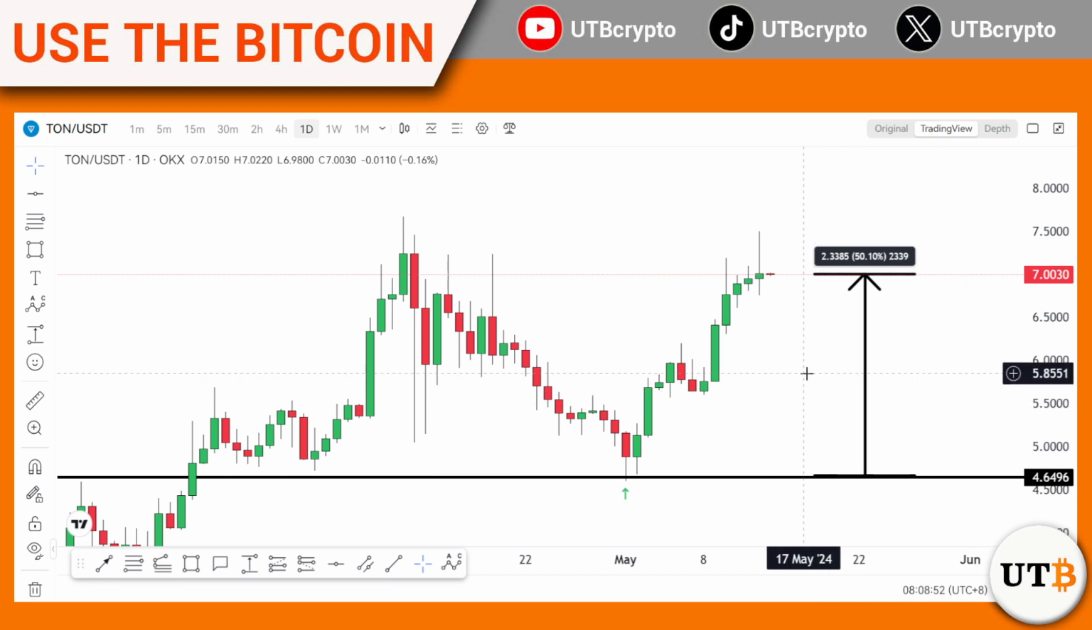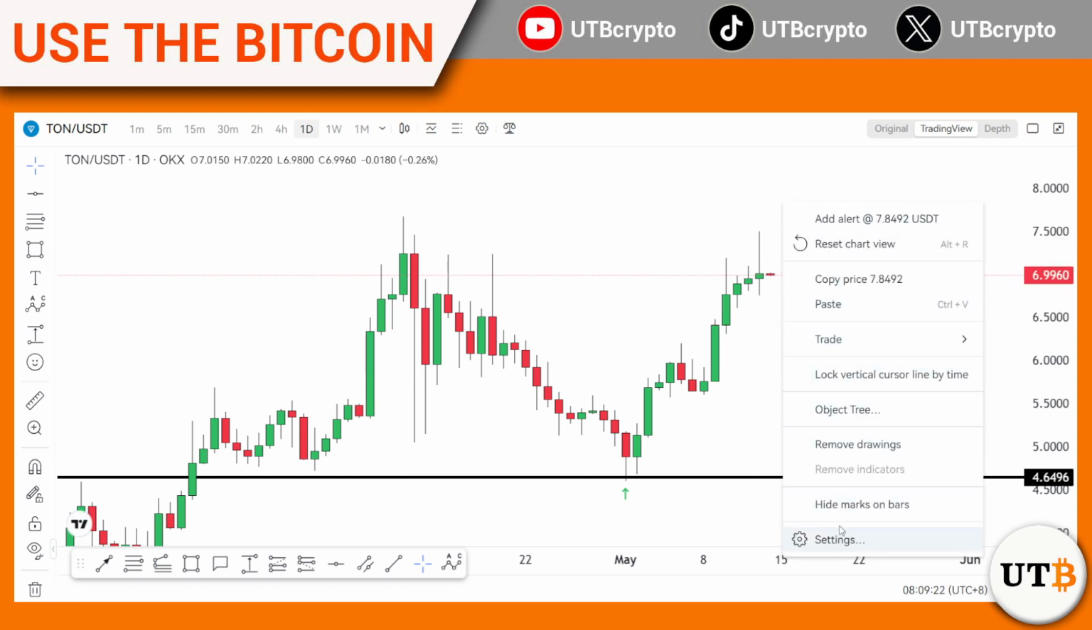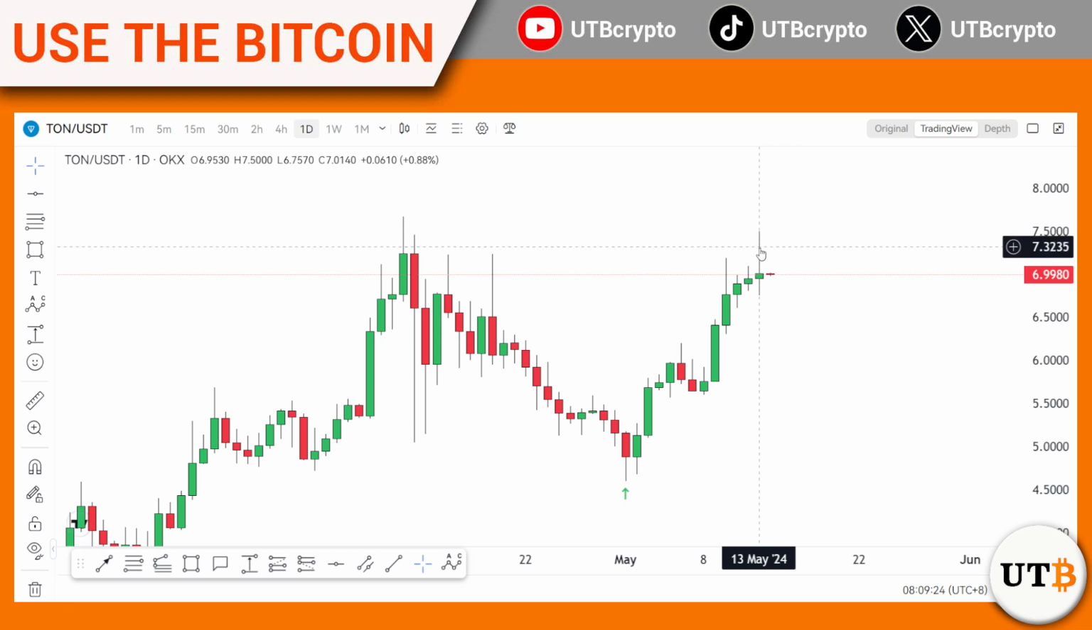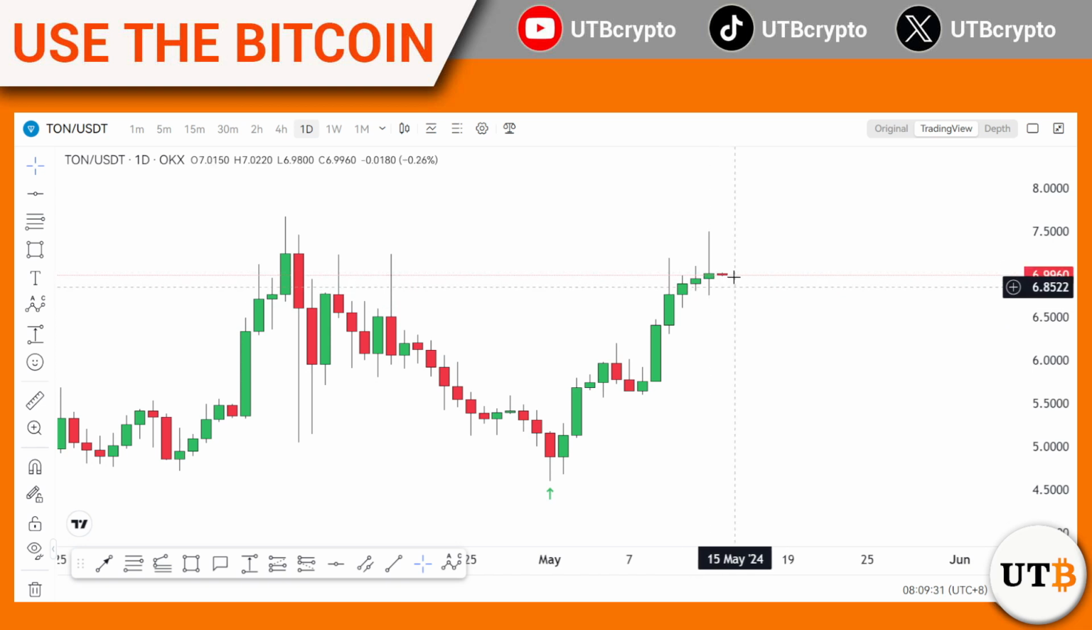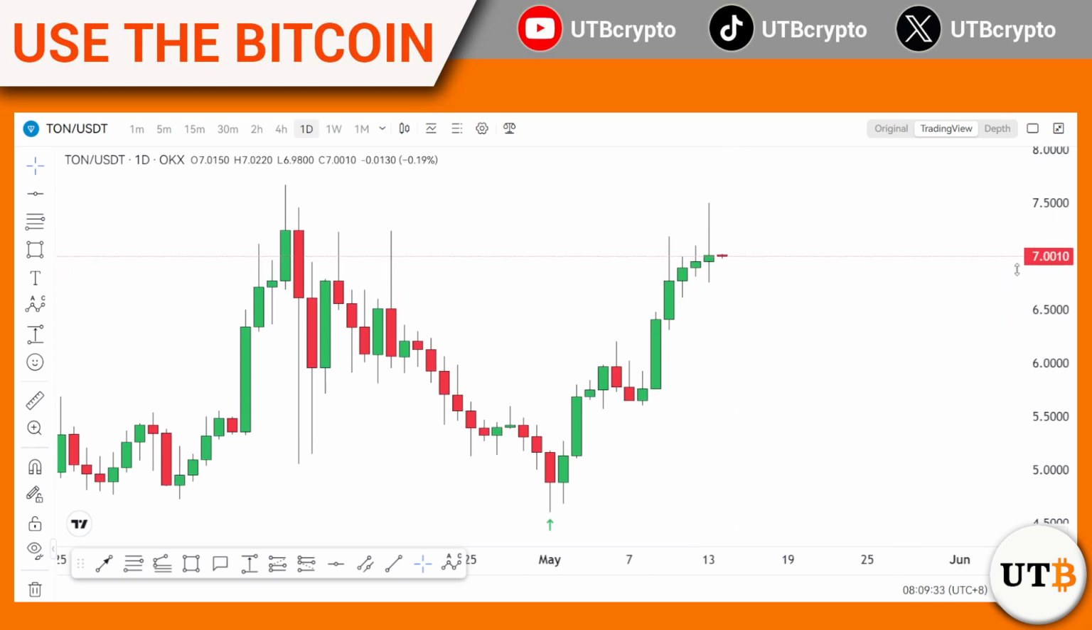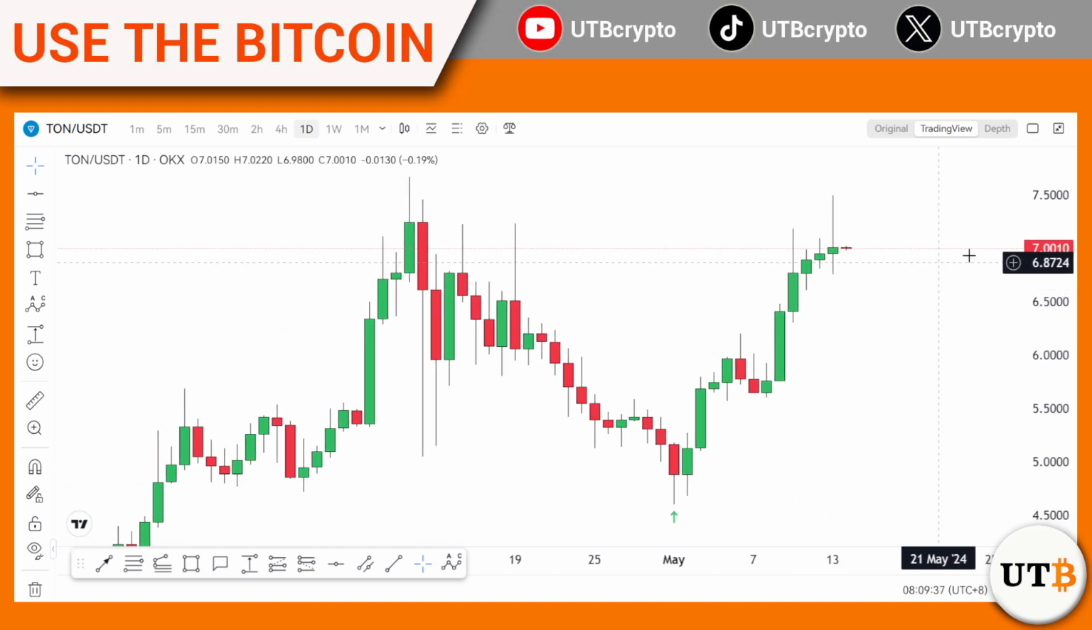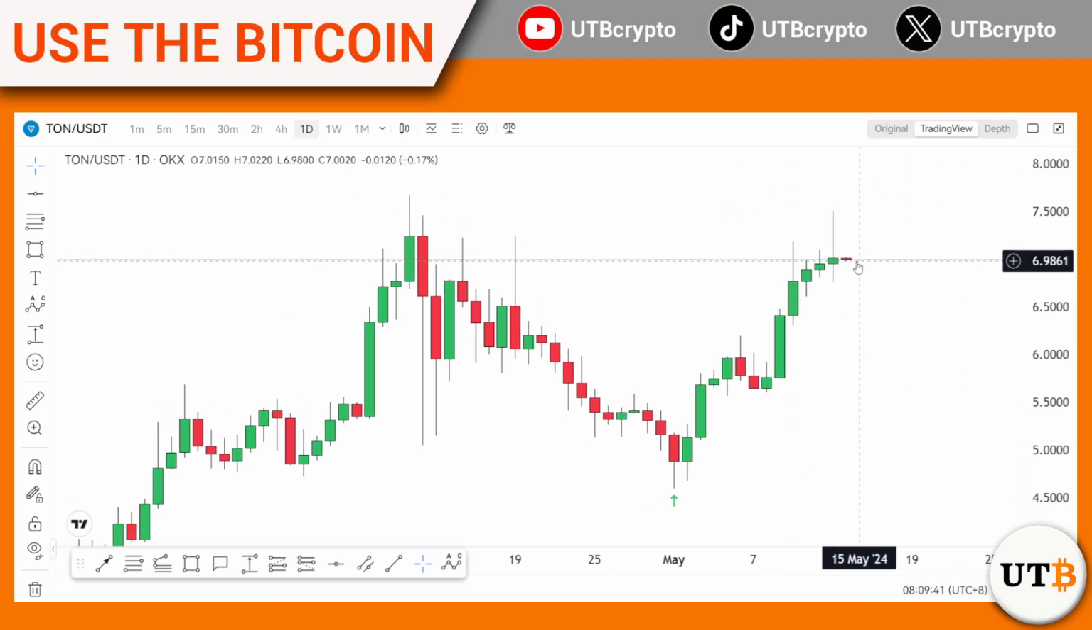Now if you look at the previous candle of TON, we could see there is a long tail, or a long wick, of the candle here. There is a saying in trading that if you see a long wick or a long tail, that is a sign of weakness. And as you can see, the current candle is turning red, so we are already losing momentum for TON.